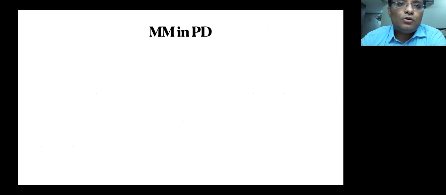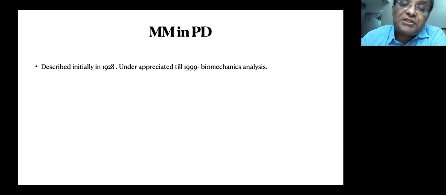Now, talking about mirror movements in acquired causes, we come to Parkinson's disease. It was initially described in 1928 in one paper, but it was underappreciated till 1999, when a biomechanical analysis revealed the presence of mirror movements in Parkinson's disease.